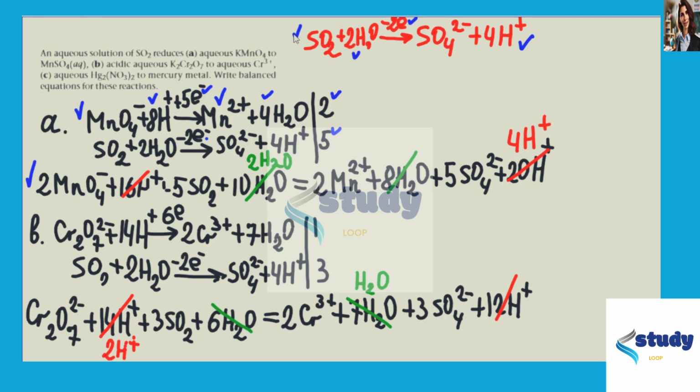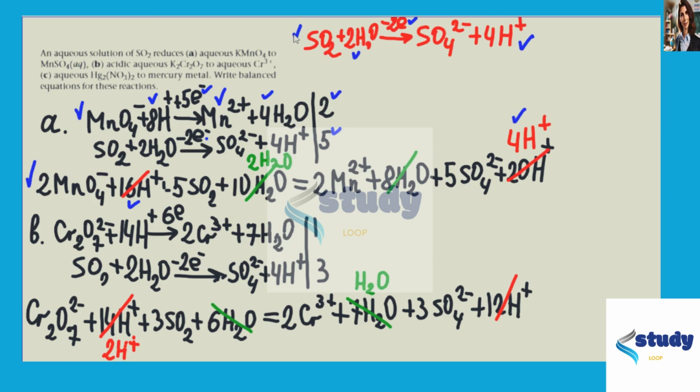The equation will have 16 hydrogens on the left and 20 on the right. We cancel 16 hydrogens on the left by subtracting 16 hydrogens from each side, and we'll end up with 4 remaining protons on the right. The equation is balanced.